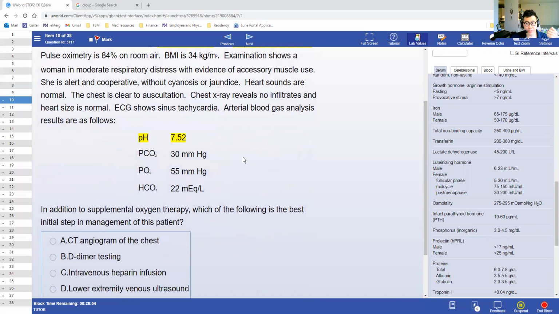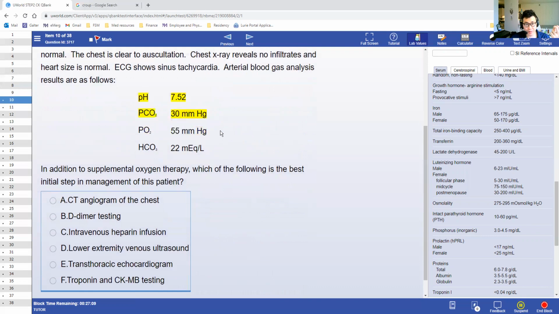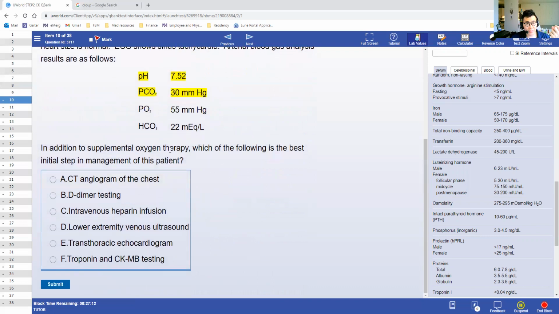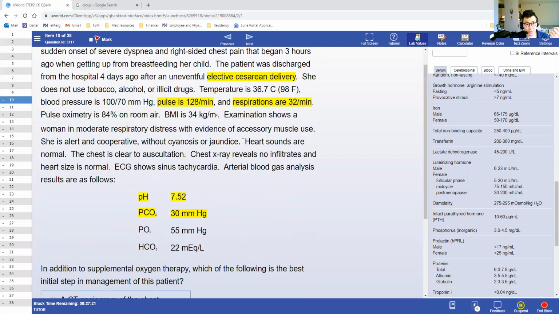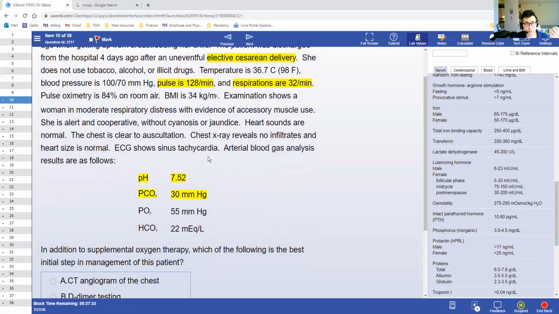ABG shows she's alkalotic because she's breathing super quickly, as people do in PE. Carbon dioxide is always going to be low here. It's just because you're ventilating so quickly, and even if you're out one lung, if you breathe fast enough, you're still going to be alkalotic. However, you're not going to get enough oxygen, which is what we see here. In addition to supplemental oxygen, which is the best initial step in the management of this patient? It doesn't really say anything about lower extremities. But yeah, my suspicion for a PE is pretty damn high.